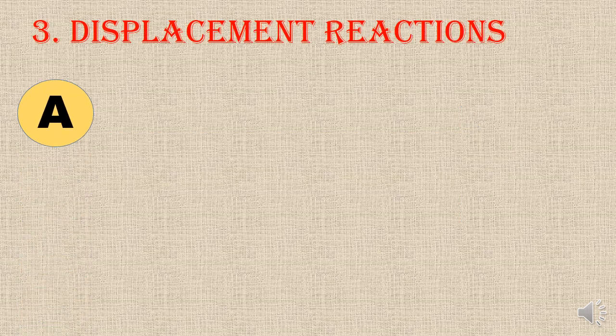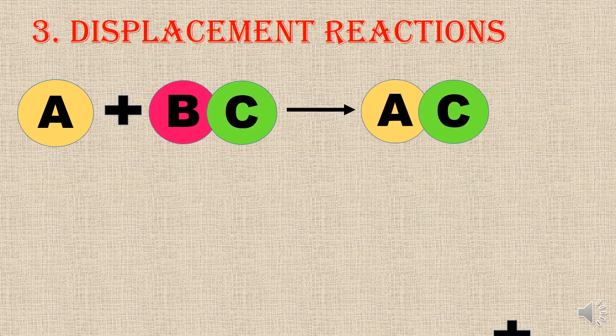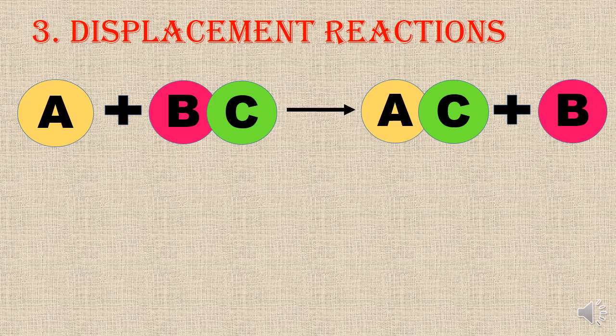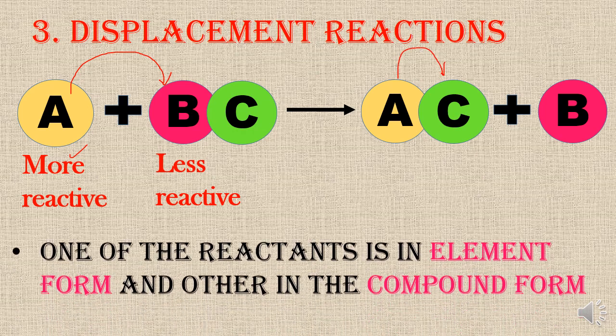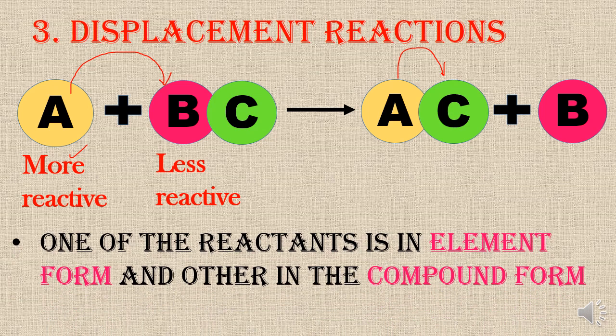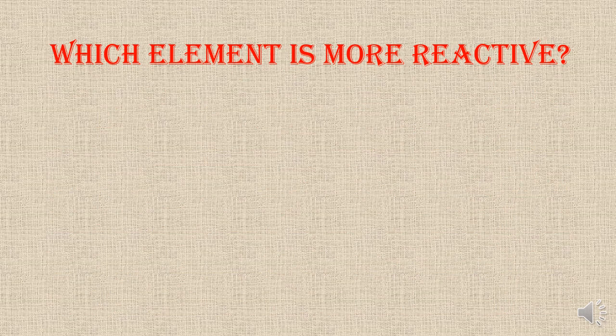The reactions in which a more reactive element displaces a less reactive element from its compound are called displacement reactions. Such reactions are also named as single displacement reactions. Let's say an element A reacts with compound BC. Here A is more reactive than B. So A will displace or push off B and combine with C, and we will get AC and B as the products.